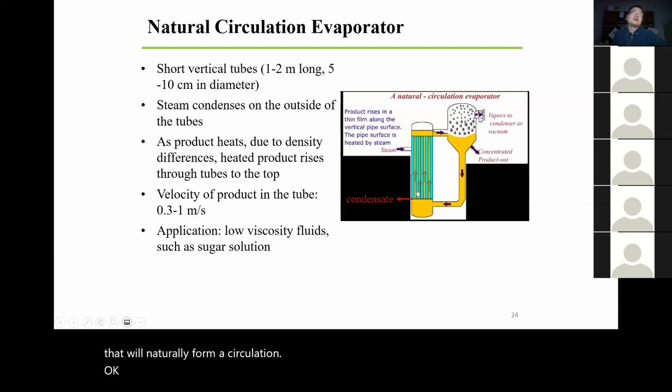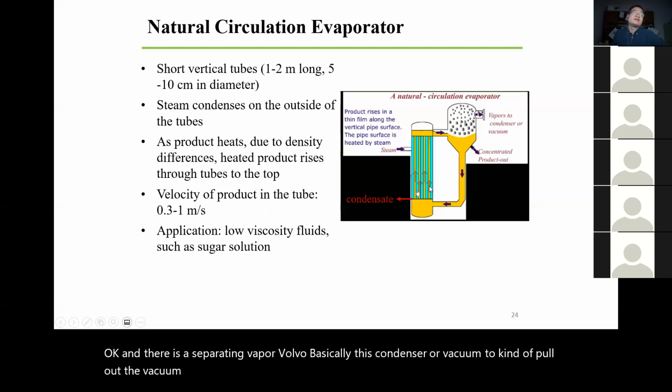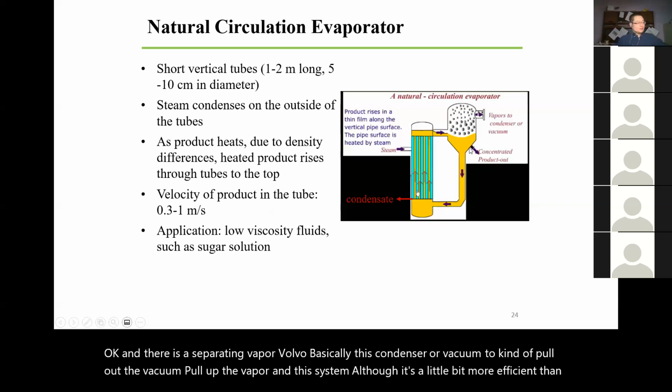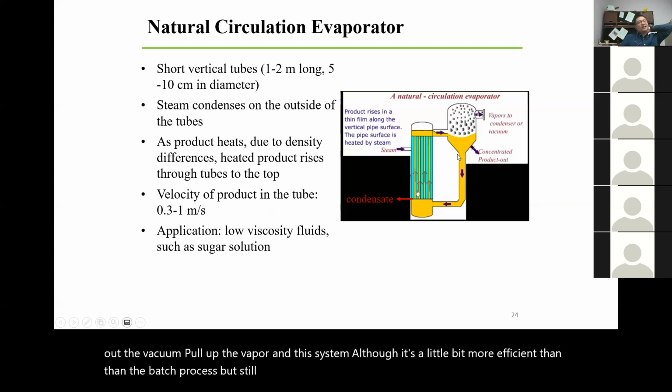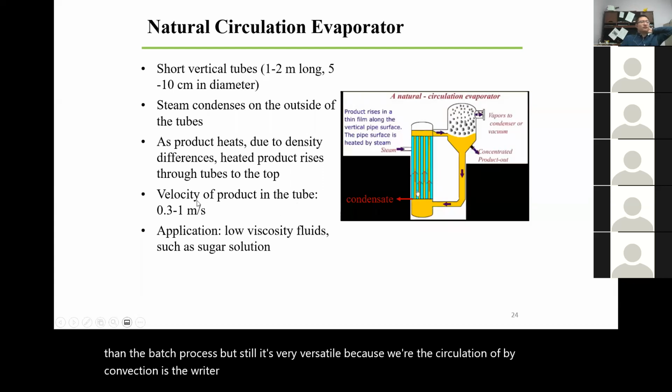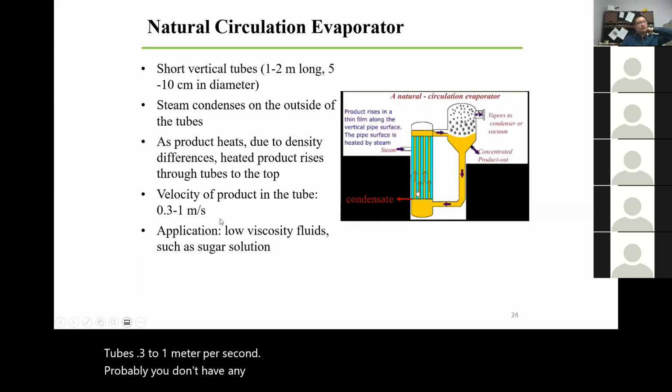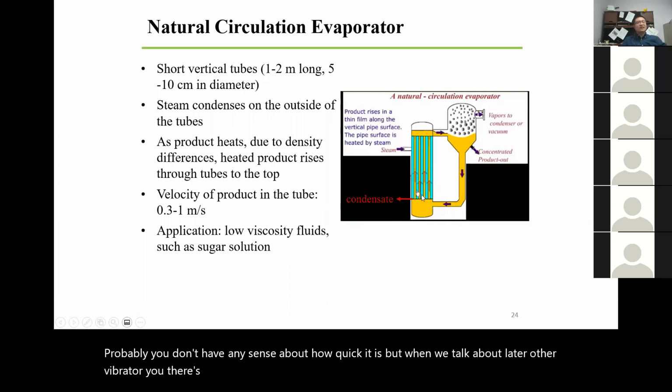Okay, and there is a separating vapor valve. Basically, there's a condenser or vacuum to pull out the vapor. This system, although it's a little bit more efficient than the batch process, is still very slow because the rate of circulation by convection is still limited, right? For example, the velocity of the product in the tube is 0.3 to 1 meter per second. Probably you don't have any sense of how quick that is, but when we talk about other evaporators later, there's a very distinct difference in how the liquid moves.